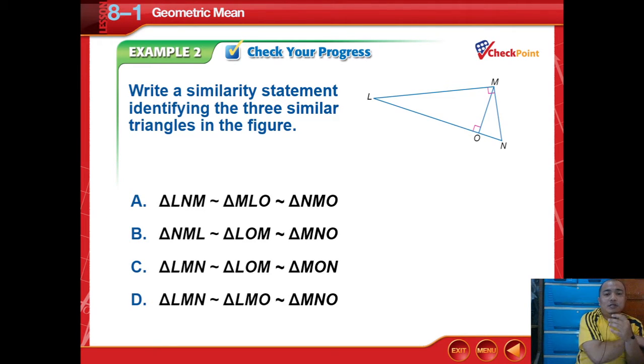Write a similarity statement identifying the 3 similar triangles in the figure. Okay, triangle LMN. MO is the altitude to the hypotenuse, LN. So what are the 3 similar triangles in the figure? Answer is C. Triangle LMN is similar to triangle LOM, similar to triangle MON.